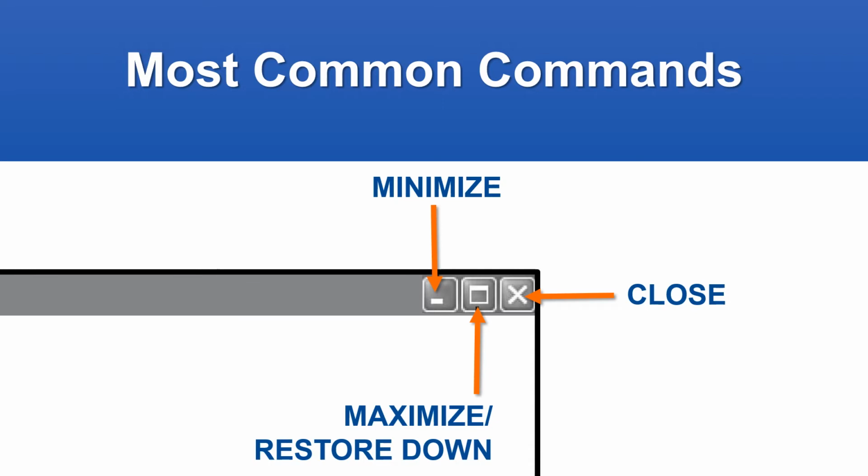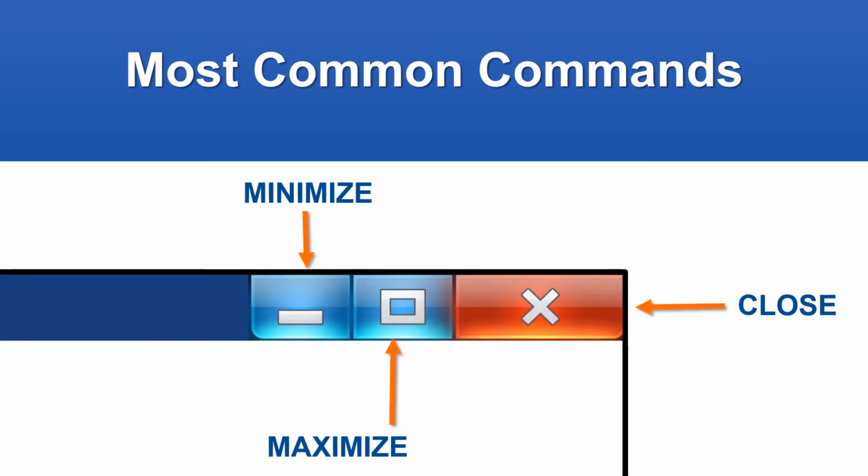The icons can be of any color. They can be white as shown here, or gray or black, or even colorful, depending on the software versions your computer is using. But they'll always be in the upper right-hand corner and will be these shapes. Here's how they work.